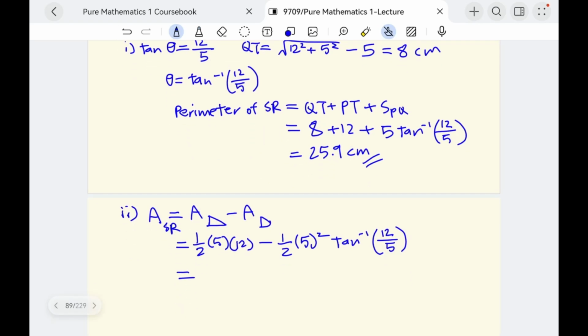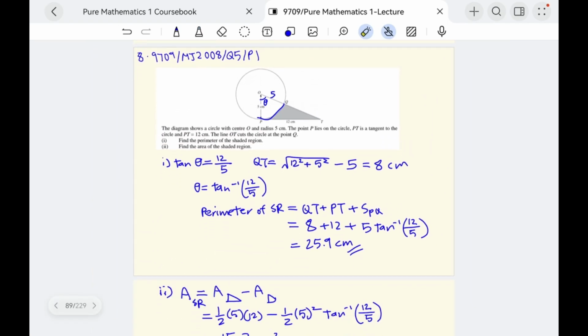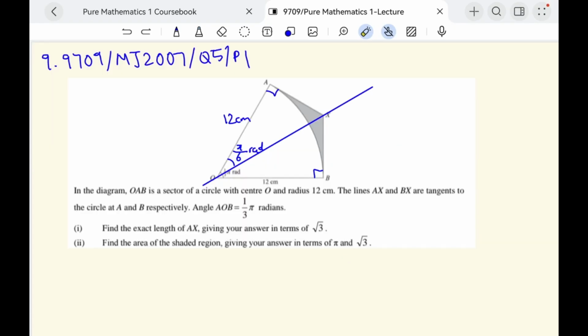Alright, so we have 12 times 5 and the half, minus the half of r squared, 5 squared. What is theta? Arctangent 12 over 5. So you will get 15.3 cm squared. It is best for you to leave your answer of area and perimeter in their particular units. Alright, so that's all for this question. Let's move on to the next question.